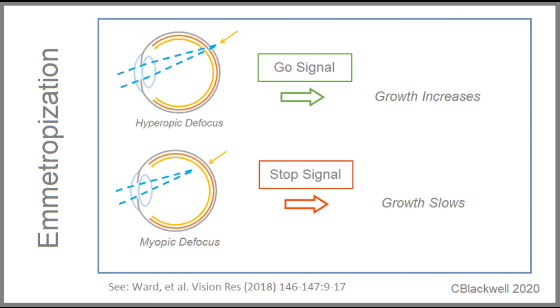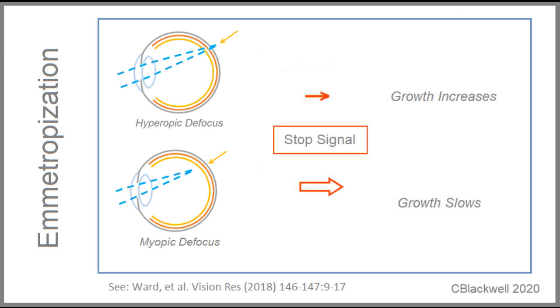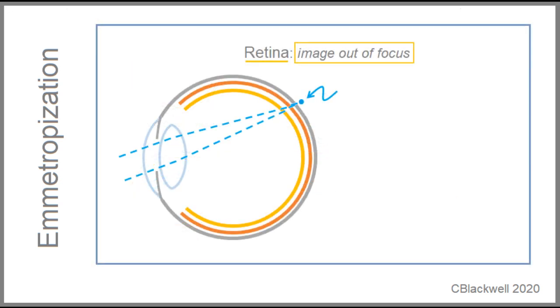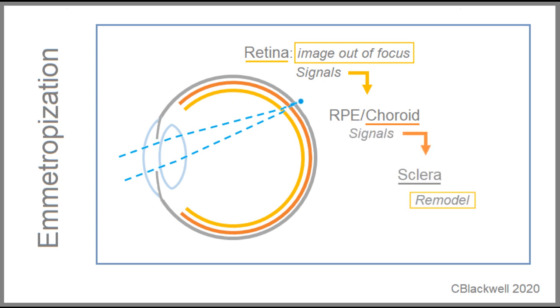In this model, go and stop signals are considered as separate pathways. However, it is also possible there could be just a stop signal with moderated activity. When the stop signal is more active, growth slows. When it is less active, growth increases. By whatever mechanism the retina detects direction of defocus, there is a cascade of signaling within the eye that directs the sclera to remodel, thus controlling the length of the eye and refractive status.